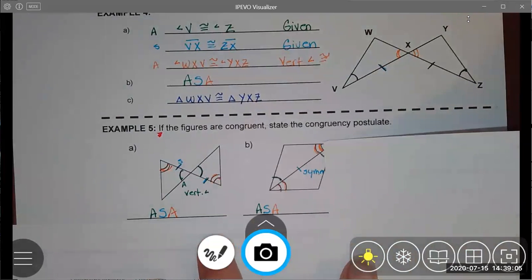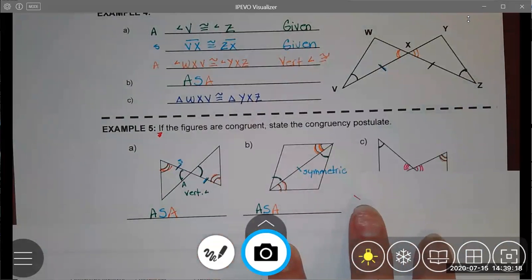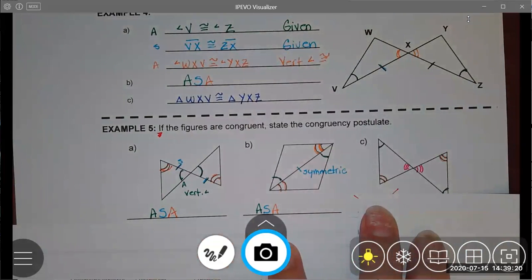For my next one, I'm going to look at this, and I'm again going to say this is angle, side, angle. This picture is very similar to example 3. It's spun around, but it's the same idea. Angle, side, angle. And then this last picture, I want you to look at a little bit more carefully.